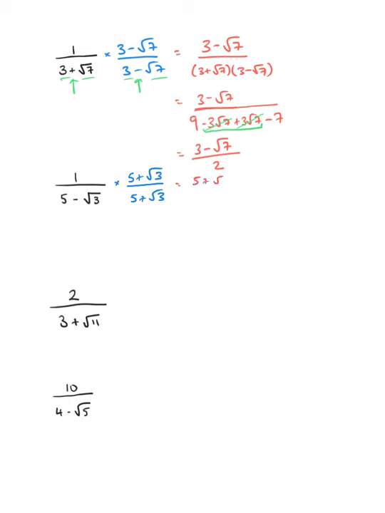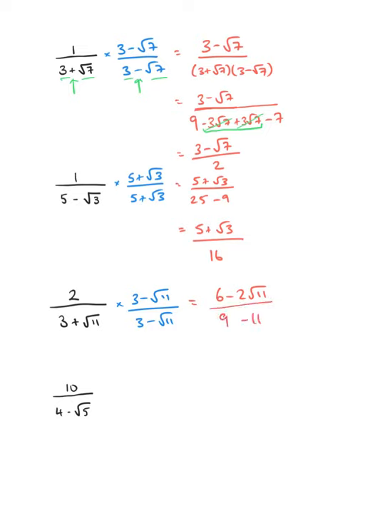So that's going to be 5 plus root 3 over 25 plus 5 root 3 minus 5 root 3 minus 9, which is 5 plus root 3 over 16. So on this one here, I multiply top and bottom by 3 minus root 11. So on the top, that's just going to give me 6 minus 2 root 11. 2 times 3 is 6, and 2 times root 11 is 2 root 11, over 9 minus 11. So that's 6 minus 2 root 11 over minus 2.